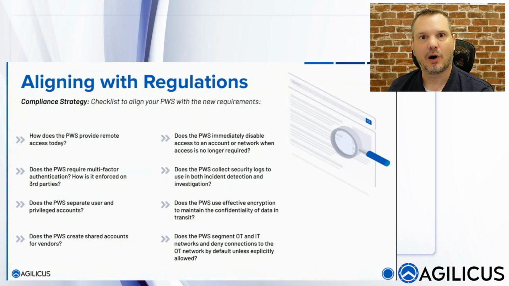What is my policy on encryption and confidentiality for data in transit? And I say in transit because we shouldn't really have data at rest in between the public water system, an OT network, and a contractor or third party or vendor access. I want to make sure that all data is in transit. It's not cached anywhere. It's not archived anywhere.